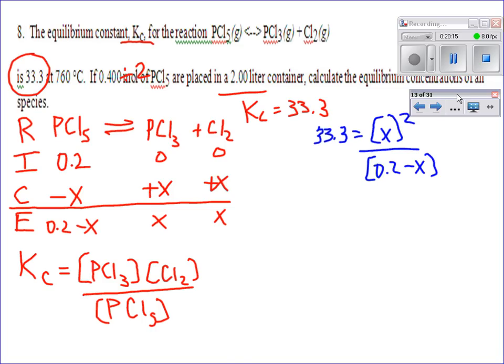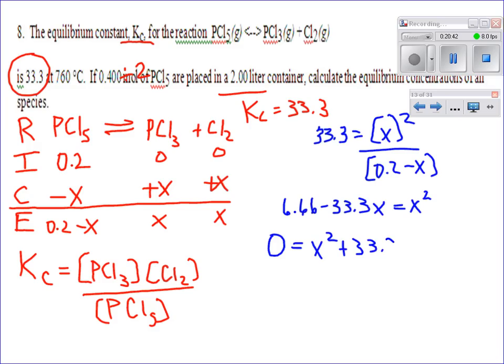So first thing I'm going to do is cross multiply here, and I end up getting, let's see, this is 6.66, right? Minus 33.3x is equal to x squared. So in order to do the quadratic formula, I've got to arrange my equation in such a way where I set everything equal to 0. I like my x squared term being positive. I don't know why. So I'm going to pull everything to the other side, and I get x squared plus 33.3x minus 6.66.